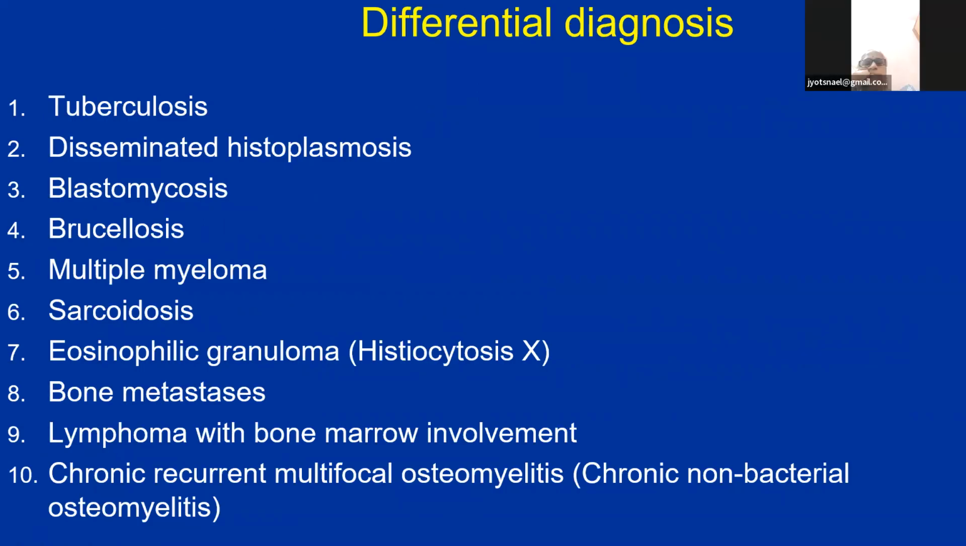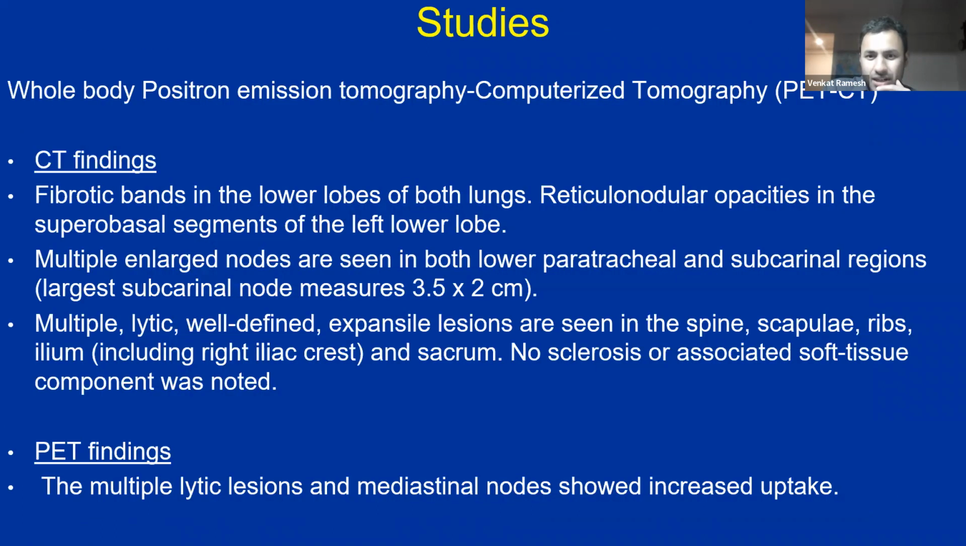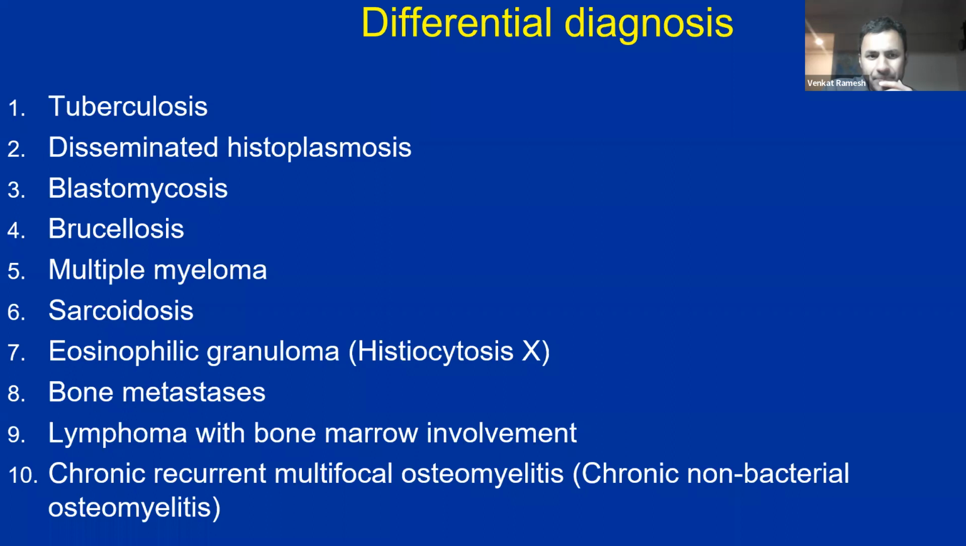So in such a case, of course, there is a wide list of differential diagnoses. But when we see such large lymph nodes, our diagnosis tends towards tuberculosis. The other possibilities are disseminated histoplasmosis, blastomycosis, and brucella. The others would come a little lower down.